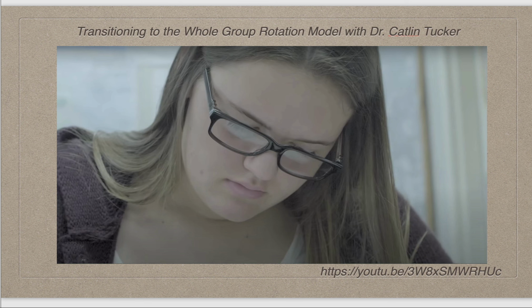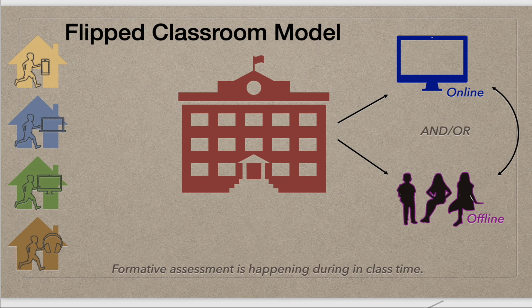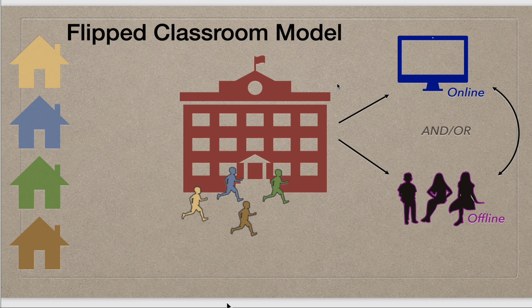Now, the next one that we're going to talk about is the flipped classroom model. So here you see the students are at home and learning, and they might be listening to a certain type of music on their phone. They might be doing some research. They might be watching a video that their teacher did. They might be listening to a podcast or looking up images. But they're doing that work at home, and then they come to school.